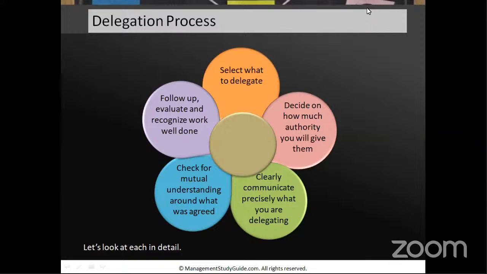Okay. Someone was saying that he or she wasn't seeing the screen. So let me be sure that everyone is seeing the screen. Please, if you're seeing my screen, delegation process, and you've been seeing the screen since I started the class, please can you type 1 in the chat room? Okay. Thank you. All right. So let's proceed.